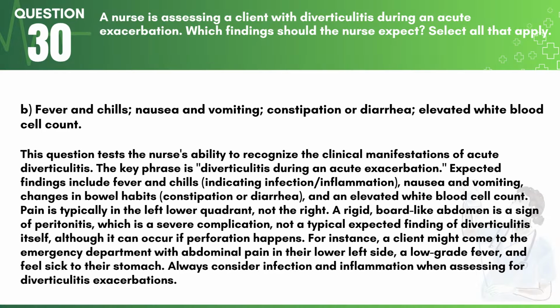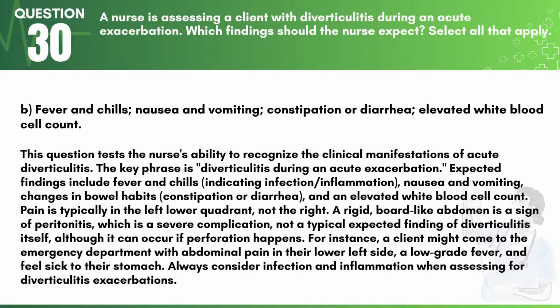Answer. Fever and chills, nausea and vomiting, constipation or diarrhea, elevated white blood cell count. This question tests the nurse's ability to recognize the clinical manifestations of acute diverticulitis. The key phrase is diverticulitis during an acute exacerbation. Expected findings include fever and chills, indicating infection/inflammation, nausea and vomiting, changes in bowel habits, constipation or diarrhea, and an elevated white blood cell count.